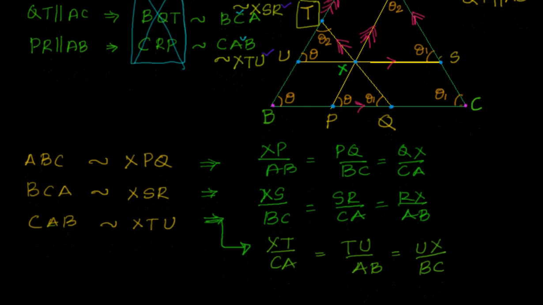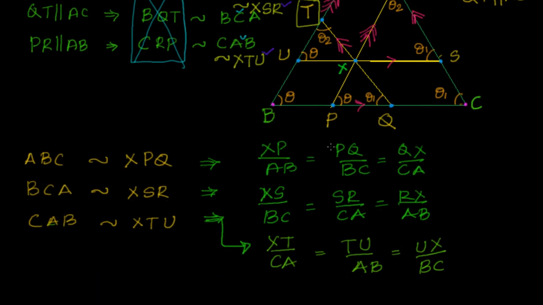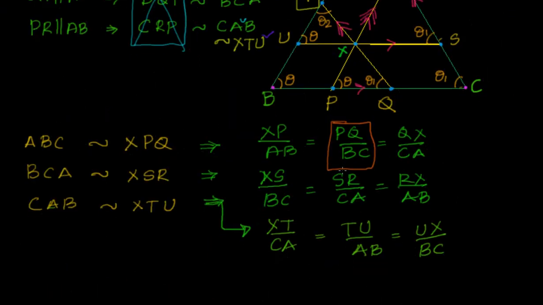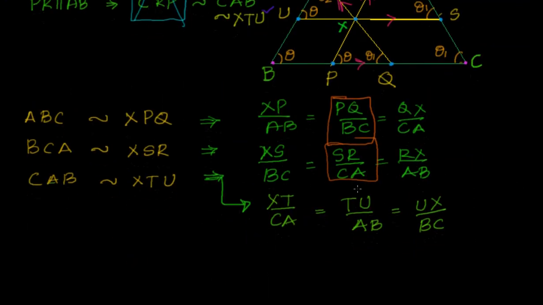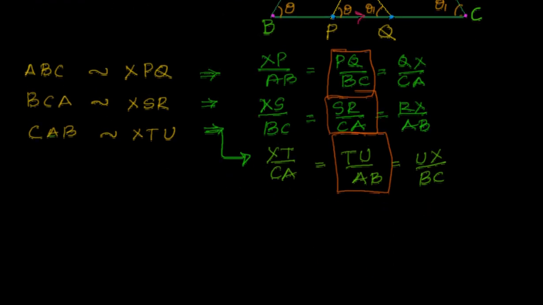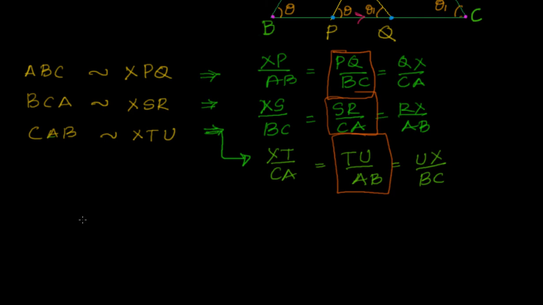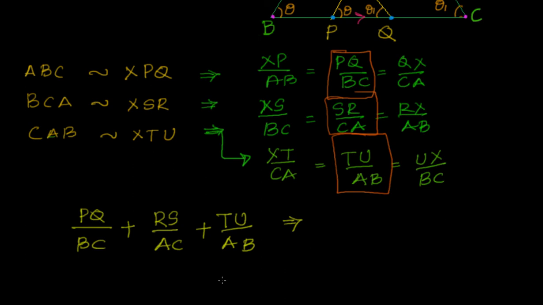Now let's try to understand what we need to add. What we need to add? I need to add this one, PQ by BC, to what? RS by AC, and that I have to add to what? TU by AB. So these three things I have to add. So let me go ahead and add them. I will say PQ by BC plus RS by AC plus TU by AB. I have to prove this is equal to 1.